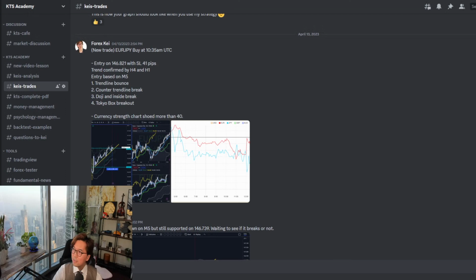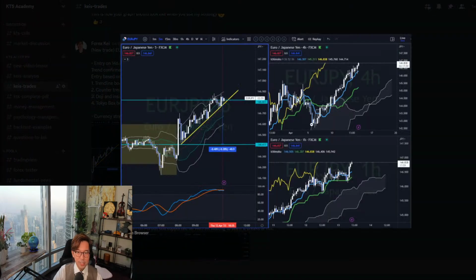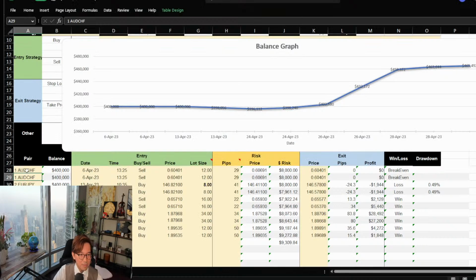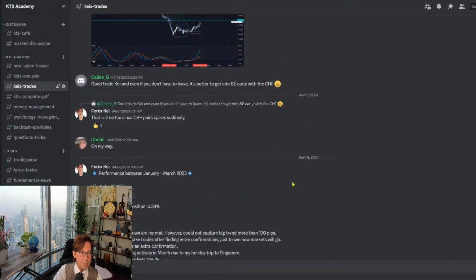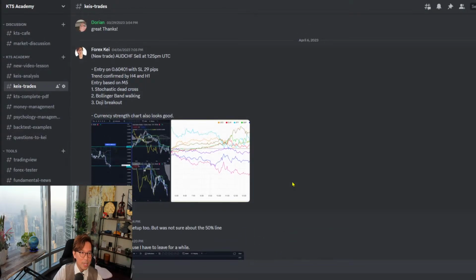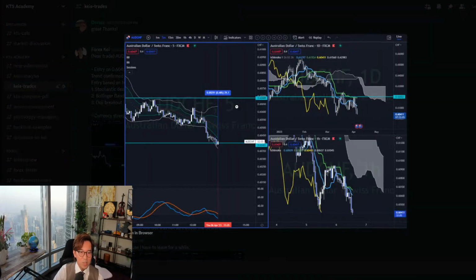So okay, here are the screenshots of my trades. And so here, Euro JPY buy, this is my screenshot when I took the trade. I saw the 4-hour Kumo was nicely up, and 1-hour Kumo was also nicely up. Oh, was it Euro JPY the first one? Oh, that was AUD Swiss franc, sorry. So I will just scroll up a little bit. AUD Swiss franc, sorry. Yeah, so this was my trade.